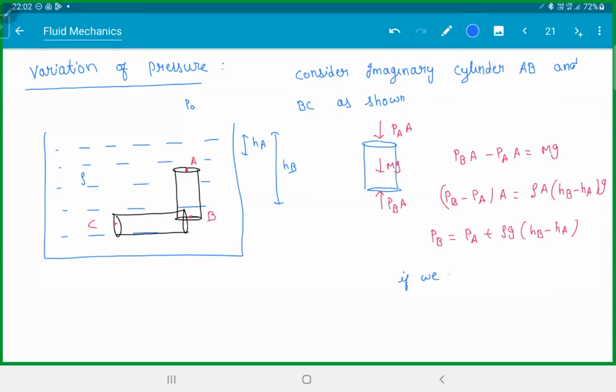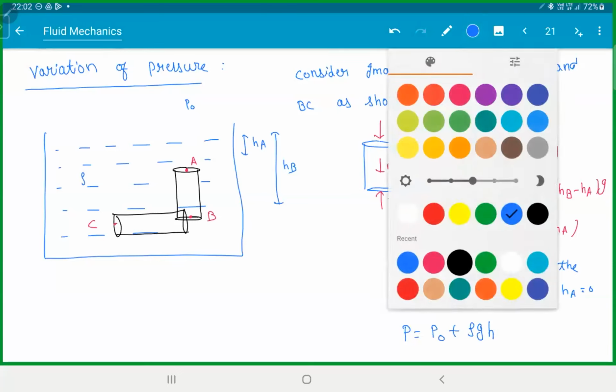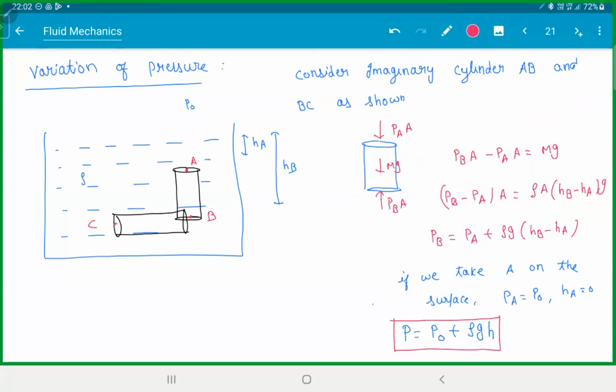If we take A on the surface, PA becomes P naught, HA becomes 0. The formula becomes P is equal to P naught plus rho G H. This is your first formula, where H is the depth from the surface. The only problem is it is valid only when rho and G are constant.